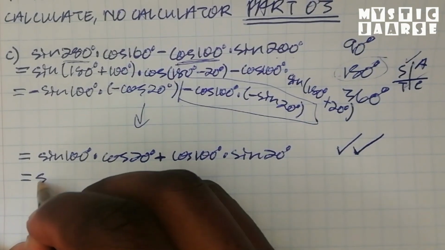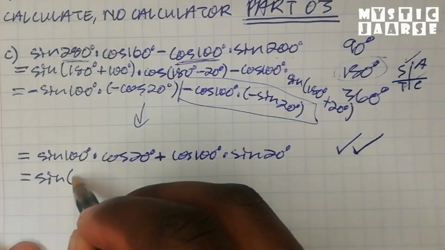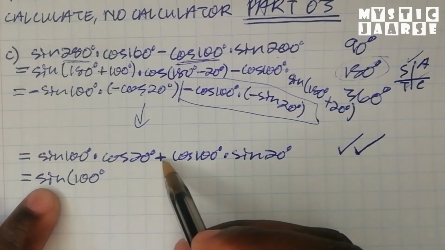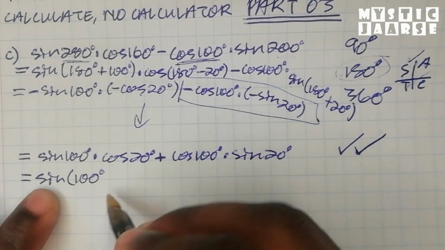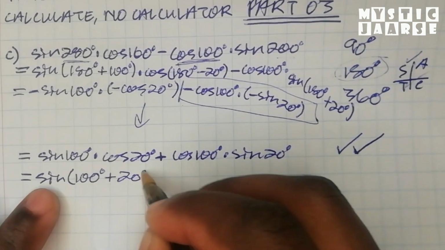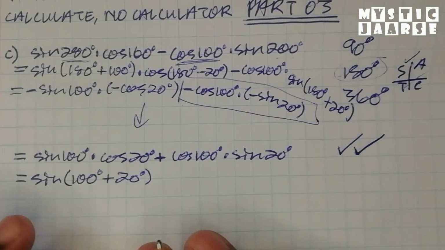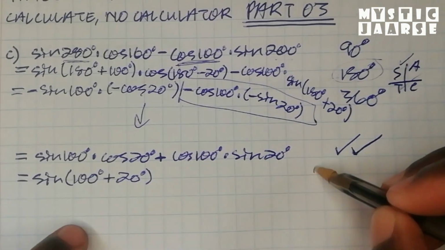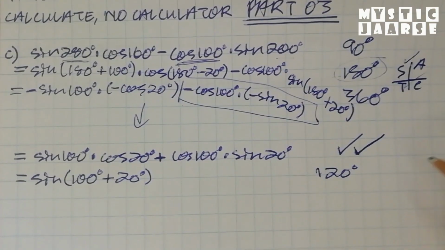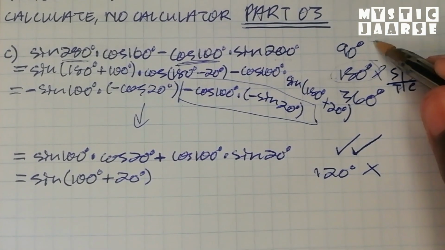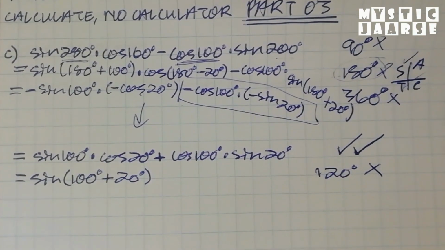So we will be having sine of 100 degrees. But since this is the sine rule, the sine doesn't change. So we'll be having 100 plus 20 degrees. Now this is where most people would panic, because just by looking at it, you can see that we are going to get an angle of 120 degrees, and it is not a special angle. It is not 180, it is not 90, it is not 360.